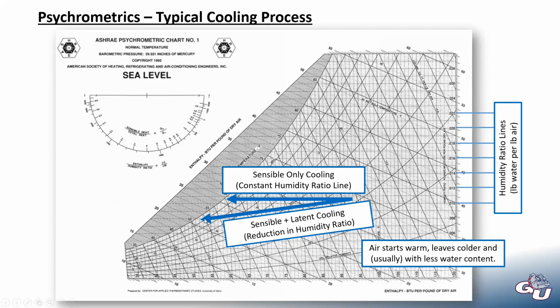And I drew this line at an angle. That's not exactly what happens. That is the beginning point and the start point for a typical process, but the actual path actually runs horizontal. So it starts out as a sensible only cooling process. And then as you approach the saturation line, that's when you start to see a dip. So it starts flat and then it drops towards the end. All right.